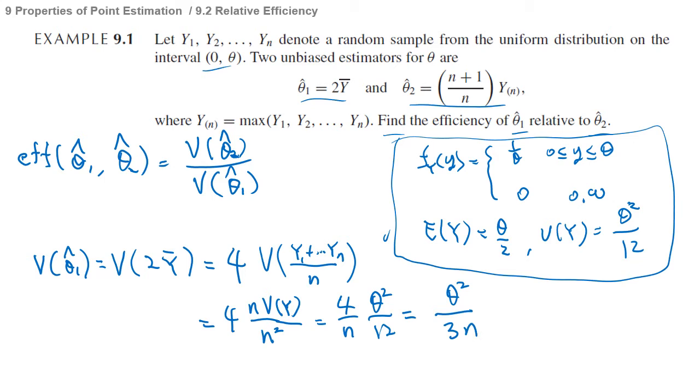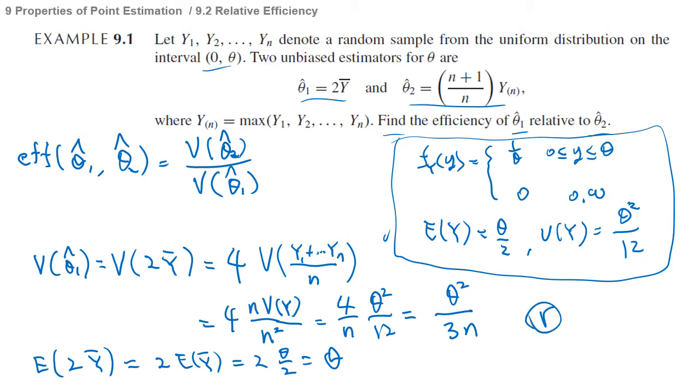Okay, and also we can check that our estimator zeta 1 hat is an unbiased estimator by calculating the expected value of 2 y bar, which is 2 times the expected value of y bar, which is 2 times theta over 2, and this is theta. So so far we calculated the variance of zeta 1 hat.